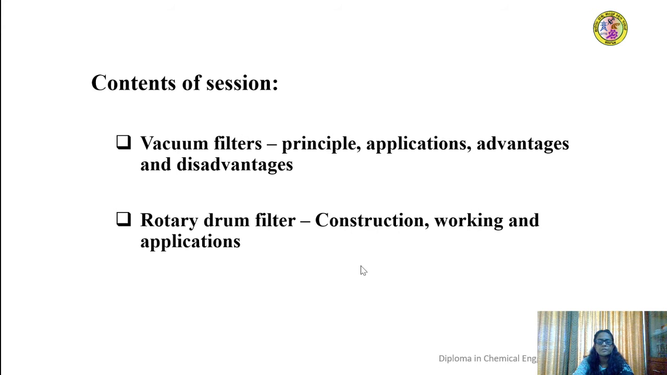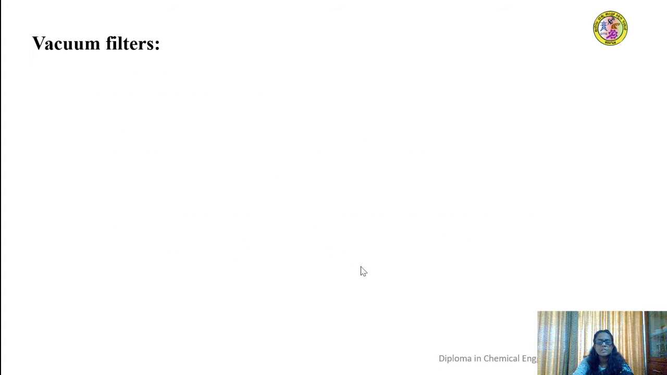of leaf filter. So in today's class, let us discuss the vacuum filters, their general principle and applications, and the advantages and disadvantages. And one important type of continuous vacuum filter that is widely used in industry is the rotary drum filter. So we are supposed to learn today its construction, working, and applications.